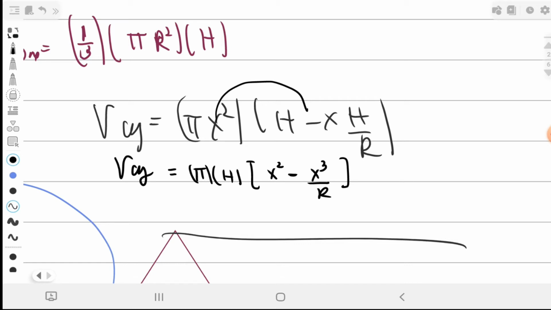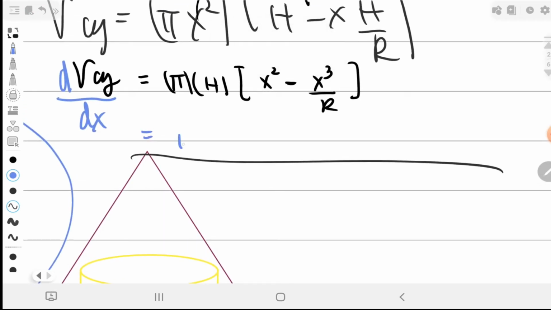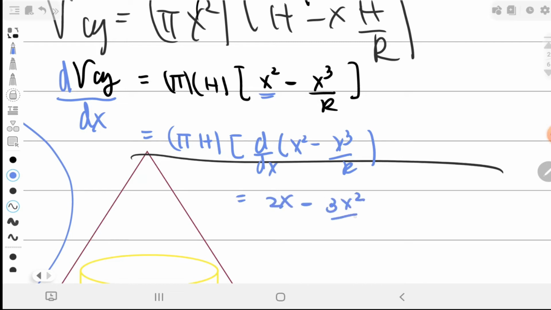So, therefore, I will differentiate my V of the cylinder in terms of or with respect to x. So, the derivative of the volume of the cylinder with respect to x. So, from here, I will have a value equal to pi h multiplied by the derivative of my x squared minus x cubed over r with respect to x. So, therefore, I will have a value equal to 2x less 3x squared over r. Okay? So, siyempre, multiplied by our pi h equals dVc over dx.